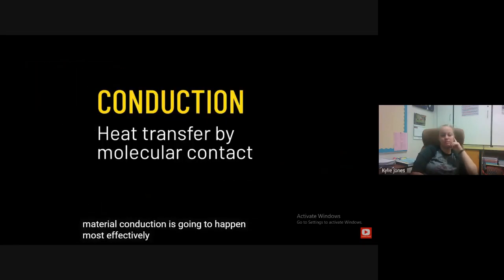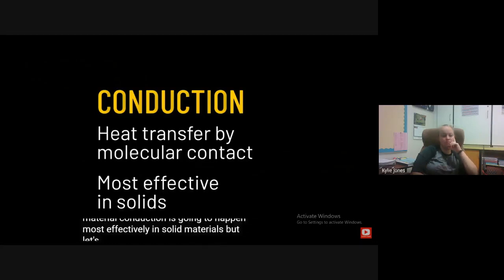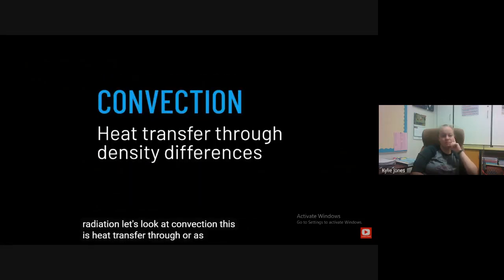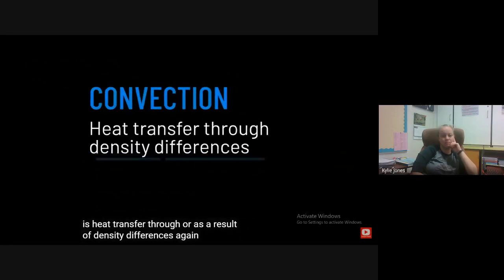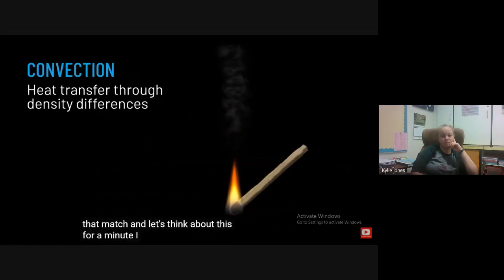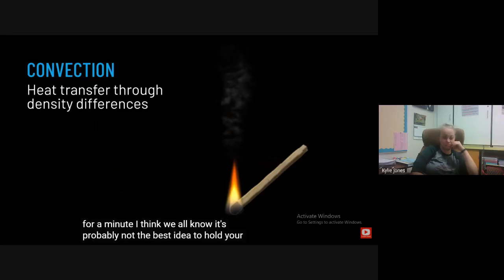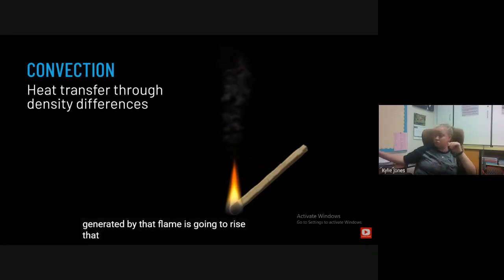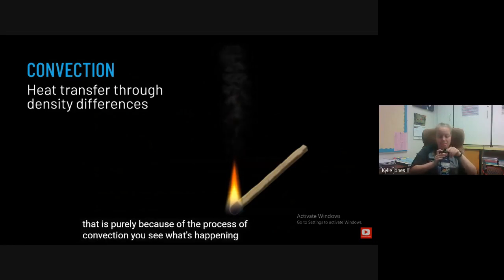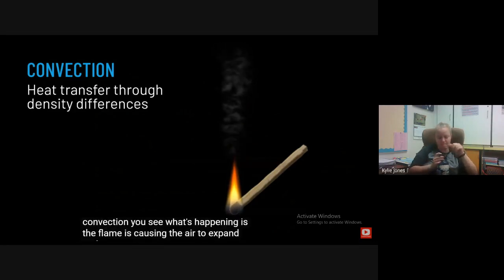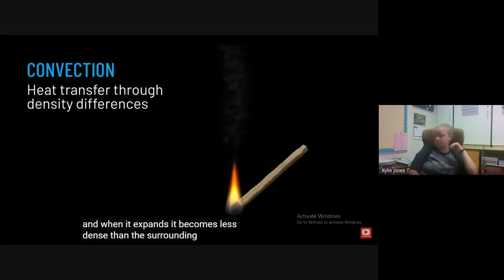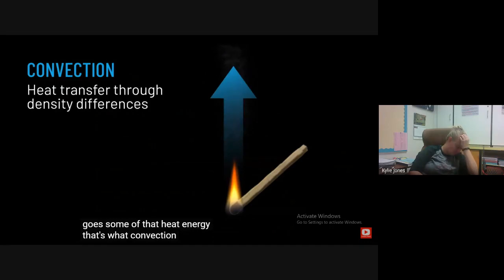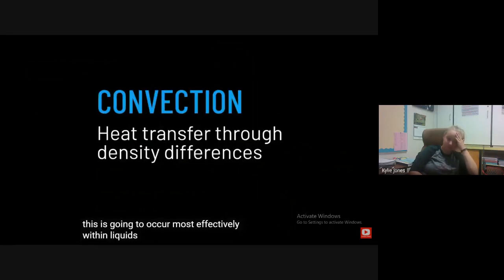Conduction is going to happen most effectively in solid materials. But let's not forget about convection and radiation. Let's look at convection. This is heat transfer through or as a result of density differences. Again, let's grab that match and let's think about this for a minute. I think we all know it's probably not the best idea to hold your hand above an open flame like this, and that's because a lot of the heat energy generated by that flame is going to rise. That is purely because of the process of convection. You see, what's happening is the flame is causing the air to expand. And when it expands, it becomes less dense than the surrounding air and therefore floats upwards. And with it goes some of that heat energy. That's what convection is all about. And this is going to occur most effectively within liquids and gases.